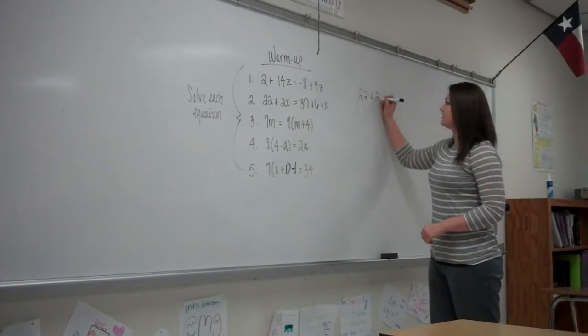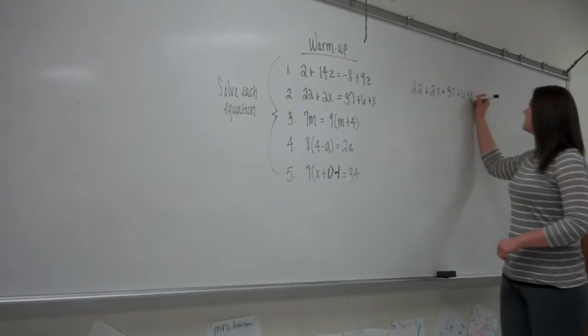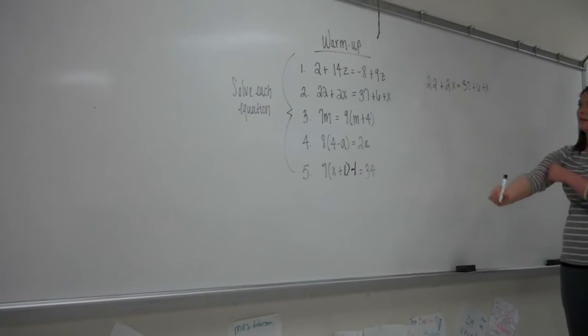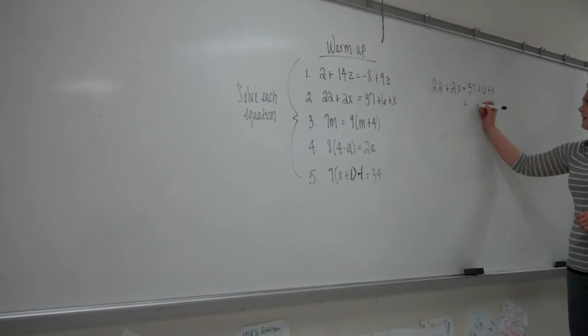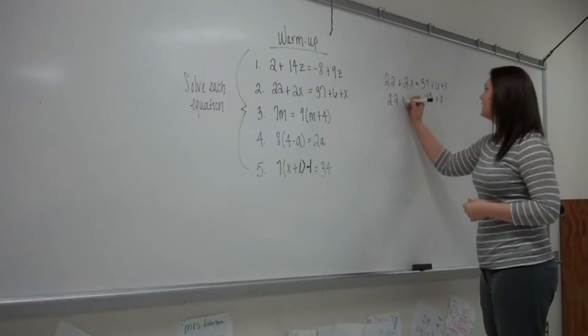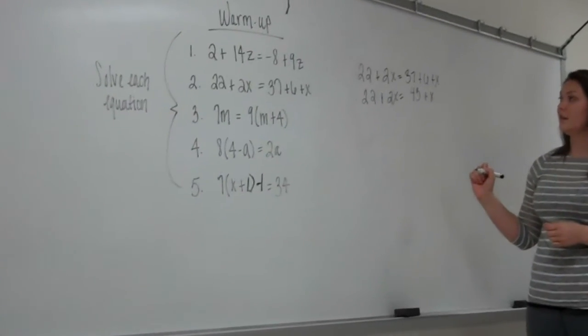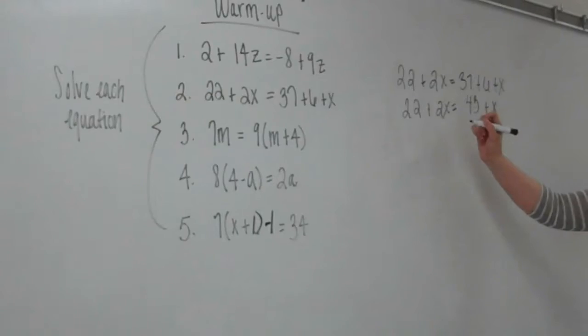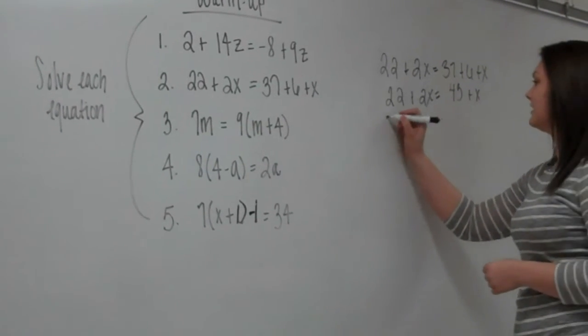Alright, 2 plus 2x is equal to 37 plus 6 plus x. What is my first step? Combine 37 plus 6. What is that? 43. Rewrite my equation. Alright, now what do we do? Subtract 2x. Okay, we'll subtract the 2x.